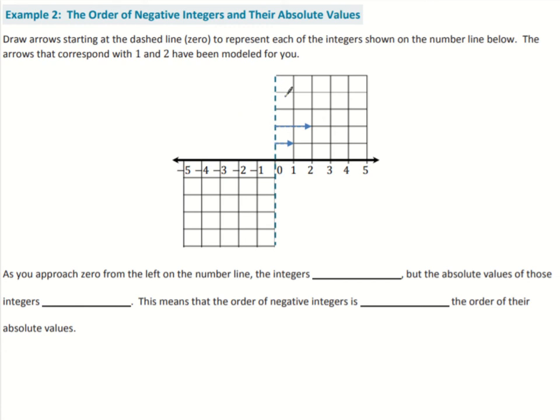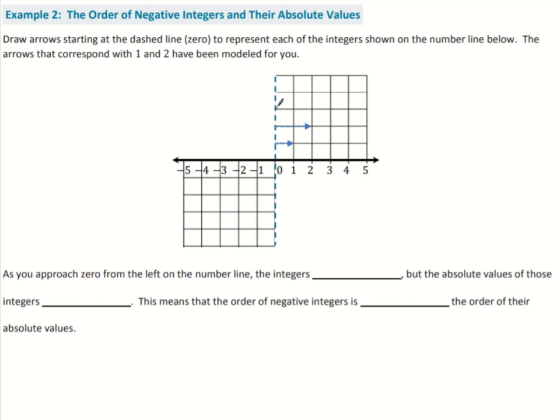And we are going to be doing it like this so that we can draw more than one arrow and they're not going to overlap. So they've already modeled 1 and 2 for us. You can see our 1 goes from 0 to 1. Our 2 goes from 0 to 2.